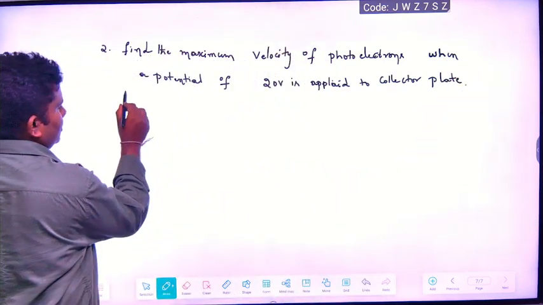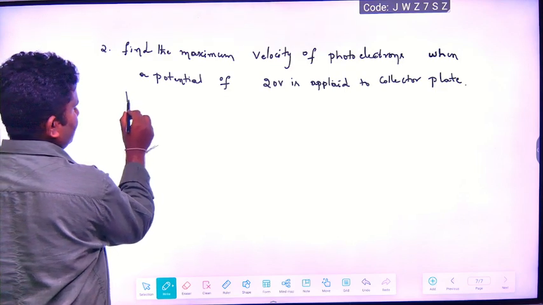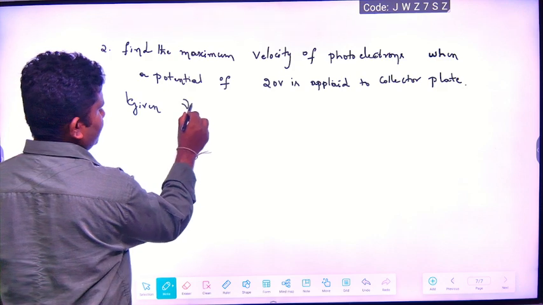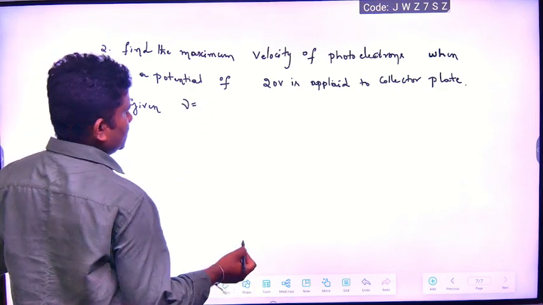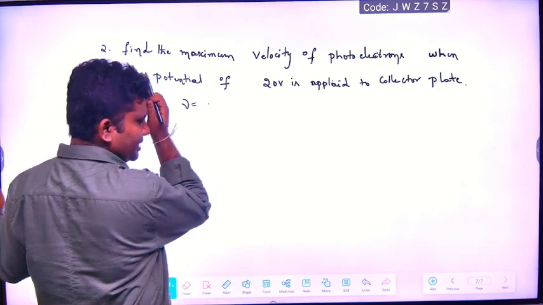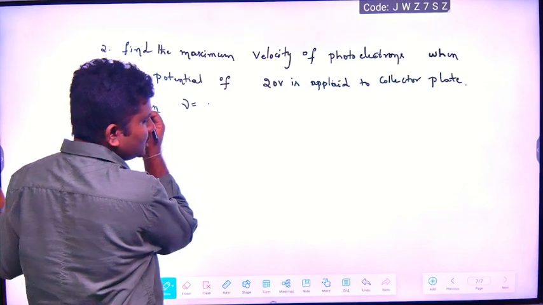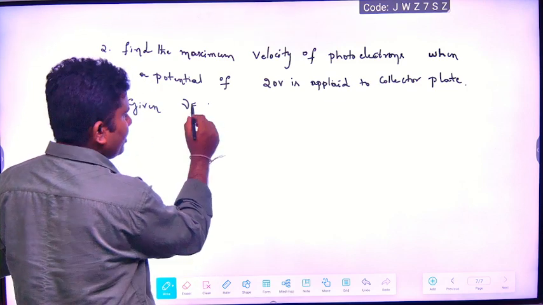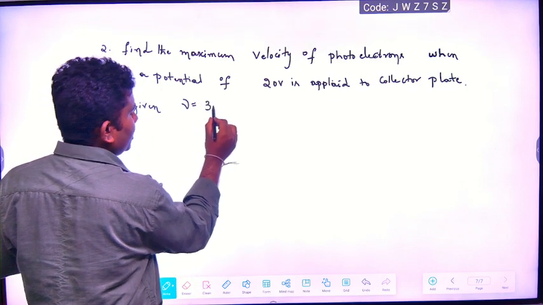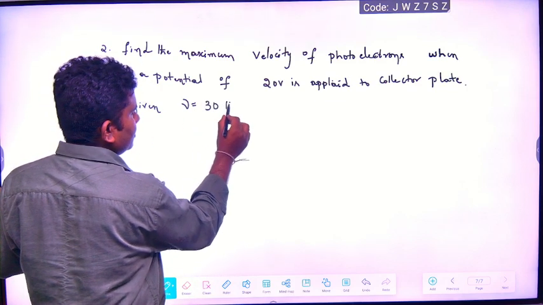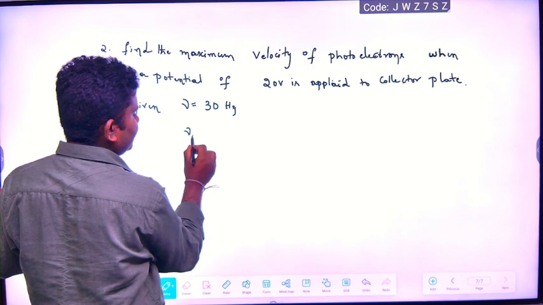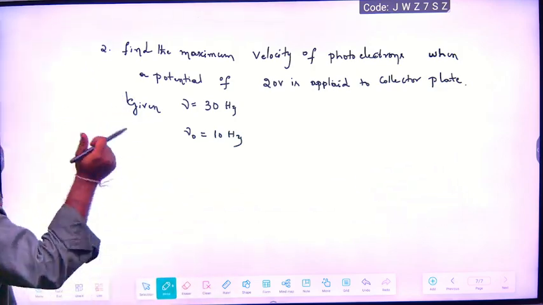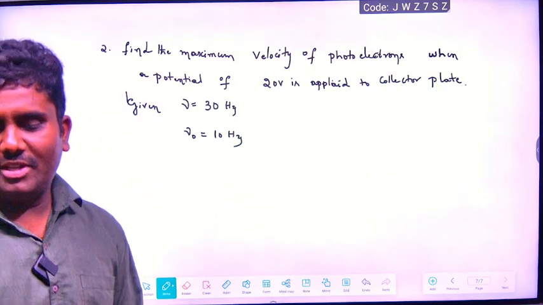Here given is nu is 20 hertz. Otherwise energy only I will give. Okay, energy, is it fine? Nu is fine, work function is okay. Nu is 30 hertz and nu naught is 10 hertz. Is it right? Very, very simple question.